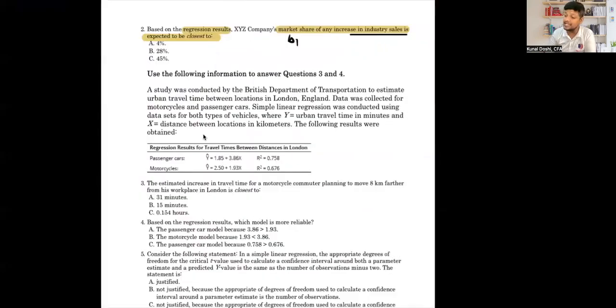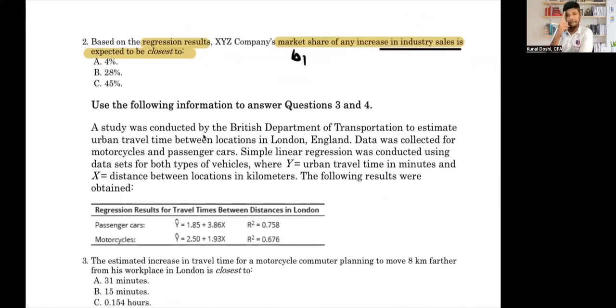What does 0.2796 mean? It means that if our beta is 0.2796, or approximately 0.28, then if the industry sales increase by 1%, the market share of the stock will increase by 0.28%, right? Or I can say 28%. Am I correct? Everyone understood? The sensitivity is 0.28.